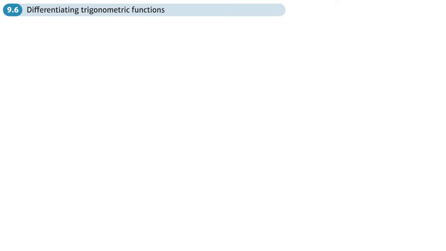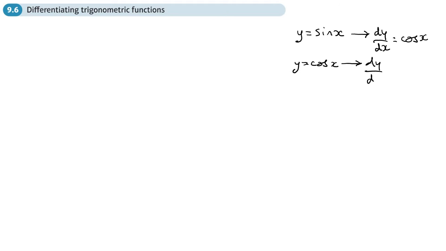So let's look at differentiating trig functions, the 6th section in the differentiation chapter. Now you are given these, these two here you need to know. So sine, we need to know, differentiated becomes cos, and cos becomes negative sine when we differentiate it. So these you need to know.